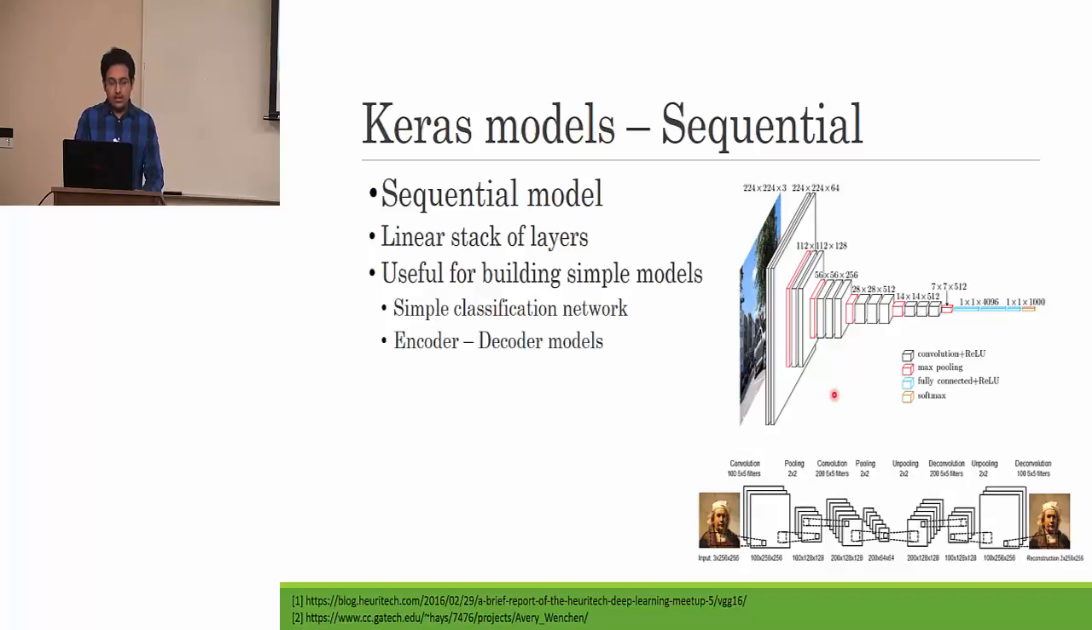Another example is encoder-decoder model. So this is also a stacked autoencoder. So what this does is it takes an image as input, and then it downsamples it to a very low resolution, and then it starts upsampling it back to the original resolution, and it reconstructs the image. This is commonly used in many applications, which I'll be talking about in future slides.